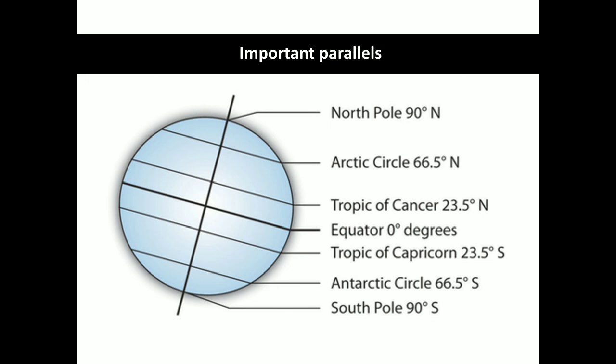So this is how we can have a look at the important parallels. The North Pole and South Pole are at 90 degree north and south, then the Arctic Circle at 66.5 degree north, and the Antarctic Circle at 66.5 degree south. So basically the upper part is the northern hemisphere and the lower part is the southern hemisphere of the equator. Fine. So I hope this is very clear.